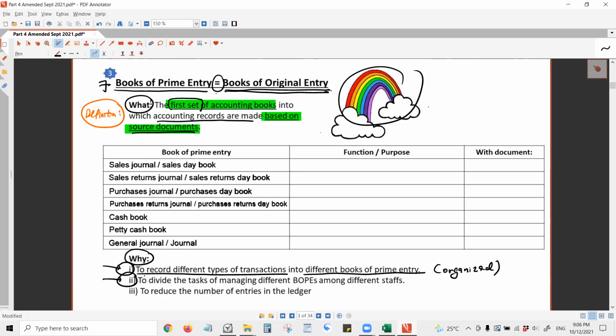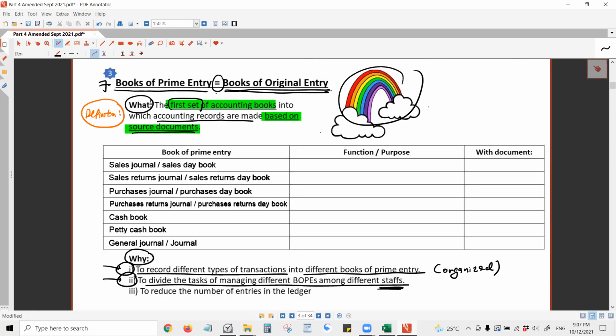Reason number 2, to divide the task of managing different books of prime entry among different staff. Let me explain what this is. When you have a big business, quite likely that you will have more than one accountant. When you have a big business, one accountant is for sure not enough.